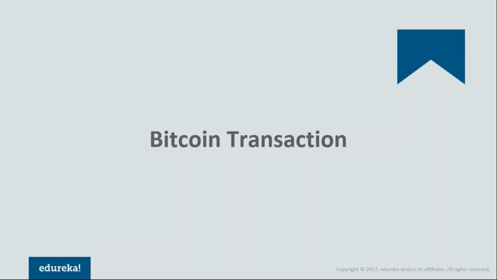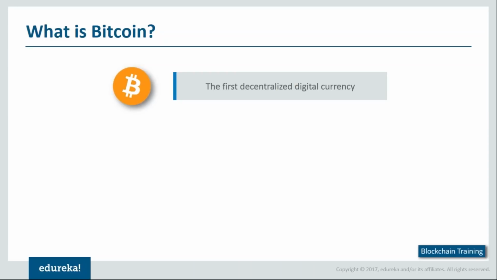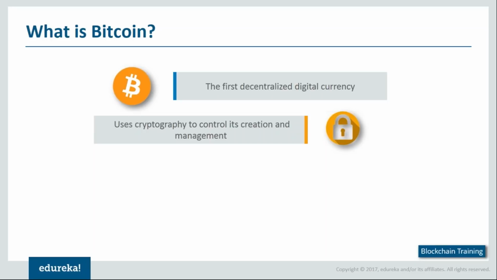Okay, that's great. So let's try to understand how a Bitcoin transaction takes place. But before that, I'm quite sure all of you must have the question, what is a Bitcoin? Bitcoin was the first decentralized digital currency introduced in the market. As I had mentioned earlier, it was Satoshi Nakamoto in 2009 who introduced the concept of Bitcoin and blockchain together. Another major thing is that it uses various cryptographic technologies to control its creation and management. Now, what do we mean by creation and management?